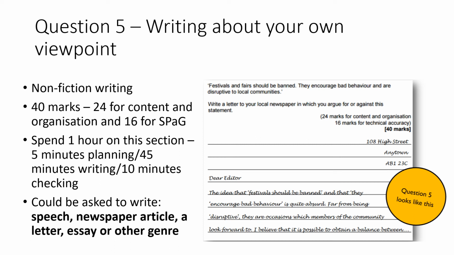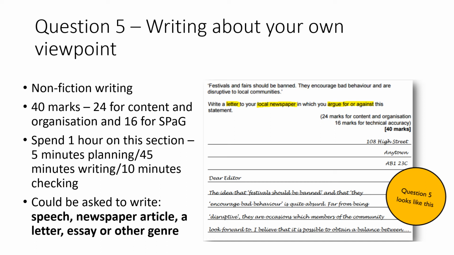So if we look then, I'll highlight this. Remember TAP: text type, audience and purpose. So your text type here is a letter. Your audience is a local newspaper, so people within your vicinity, it could be newspaper readers, young or old. And your purpose is to argue for or against the statement.